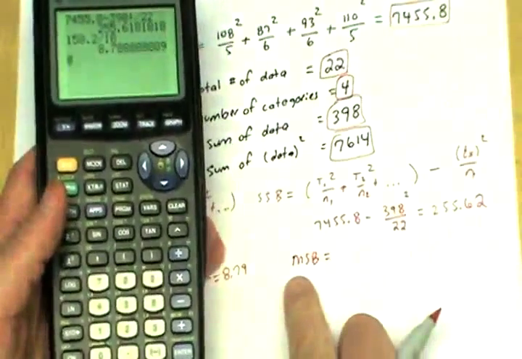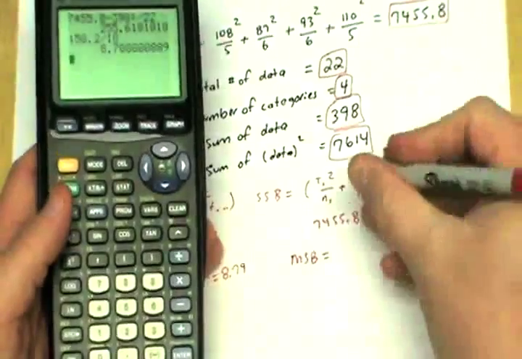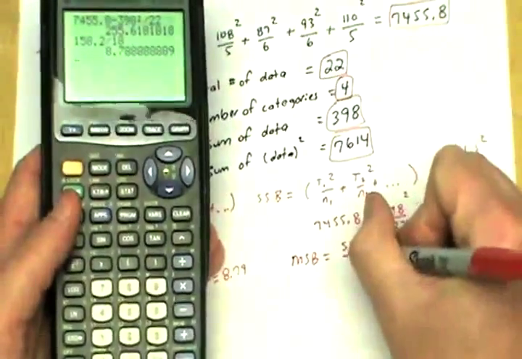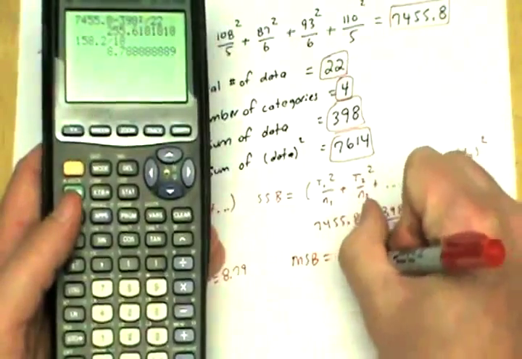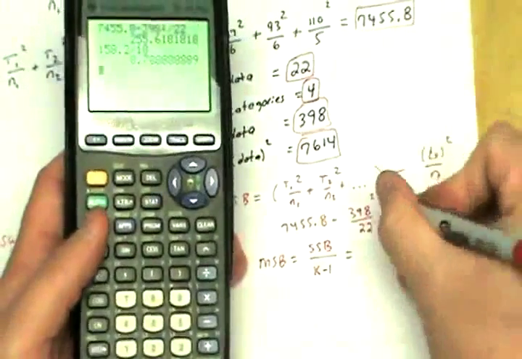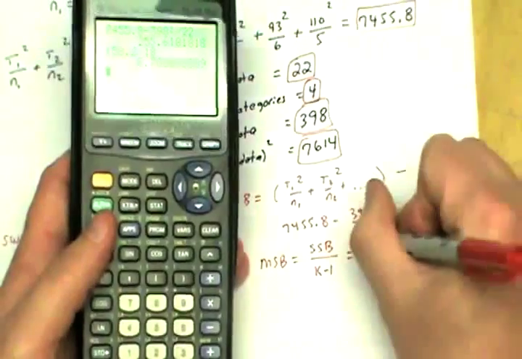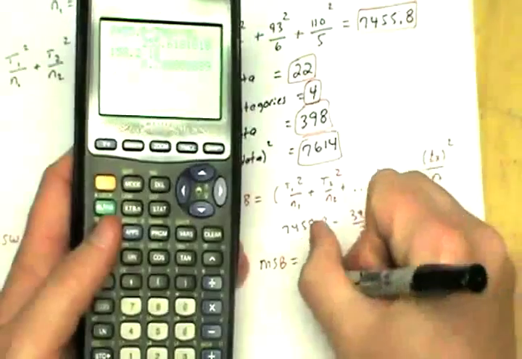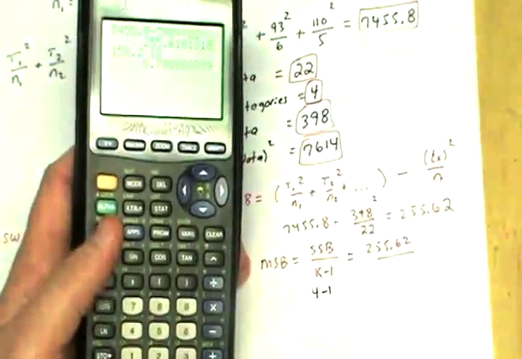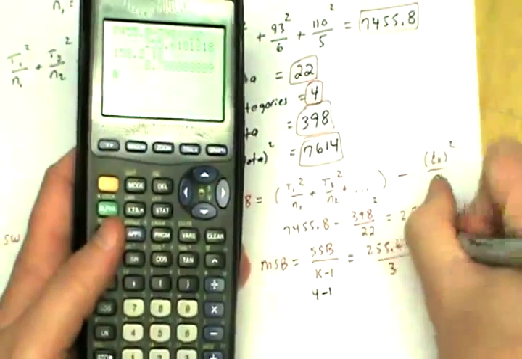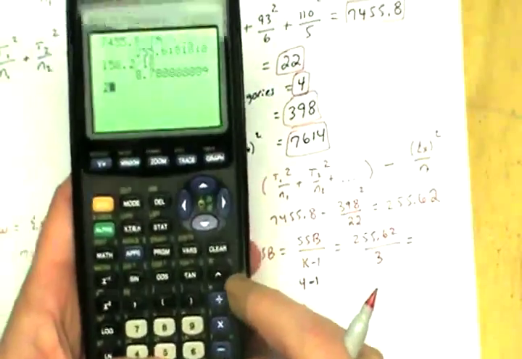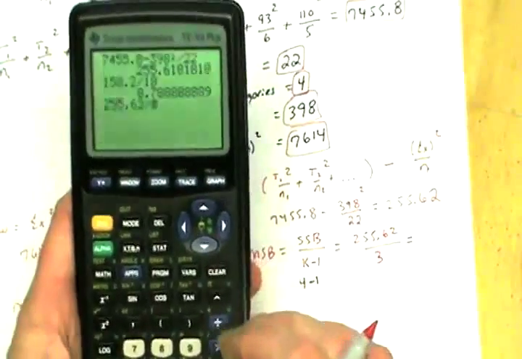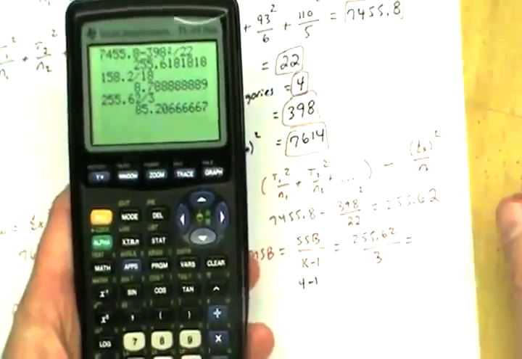And then over here, we're going to find MSB. That means mean of the squares between samples, and that's found by taking SSB, the sum of the squares between samples, and dividing by k minus 1. We found SSB previously to be 255.62. K is the number of categories, which is 4, minus 1, which is 3. So 255.62 divided by 3 is 85.21.